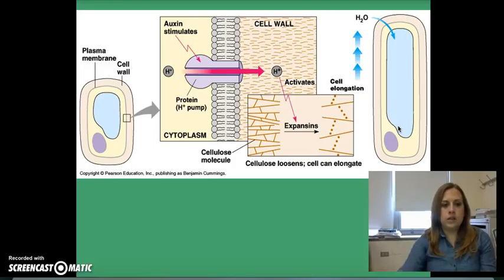So here we are looking at a plant cell. If we zoom in on the cell wall here, you can see that we've got some auxin, which is a plant hormone that is stimulating the proton pump. And so when that happens, you've got expansions within the cell membrane. So the cellulose is loosening, allowing the cell to elongate.